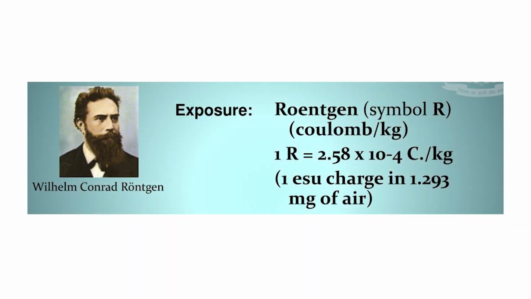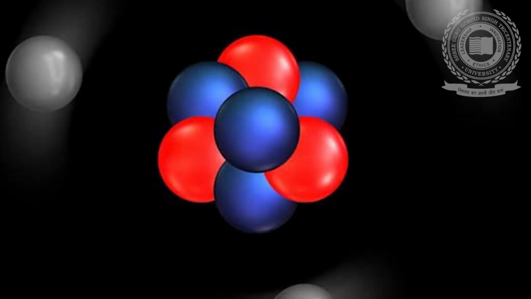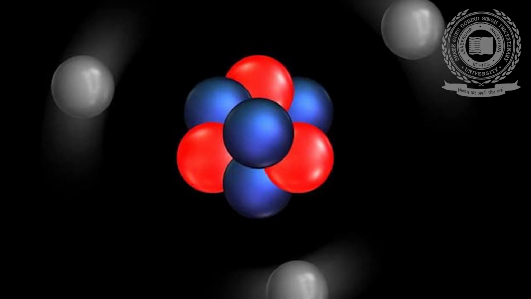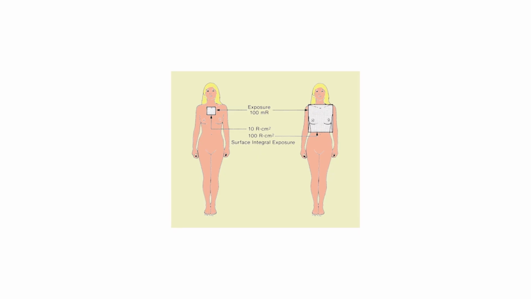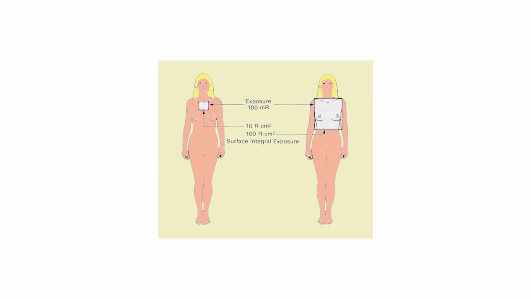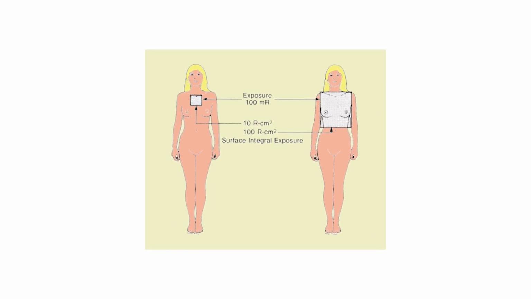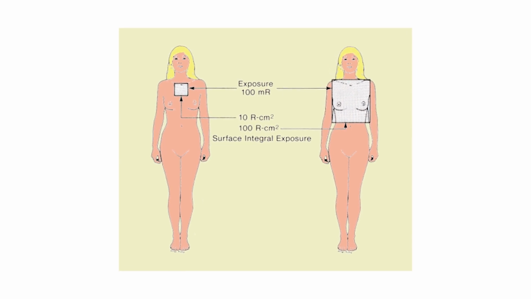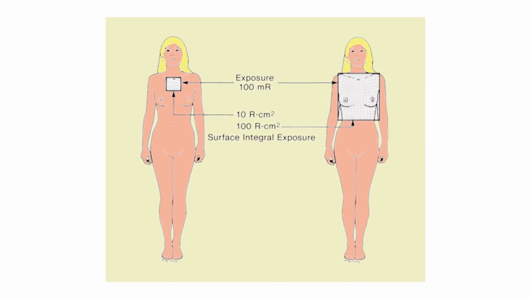Now talking about the units of exposure. The Roentgen is basically defined in terms of the amount of ionization produced in a specific quantity of air. The ionization process produces an electrical charge that is expressed in the unit of coulombs. Surface integral exposure is generally related to the risk of the stochastic effect, the cancer induction, that is probably related to some degree to the total radiation to the body.